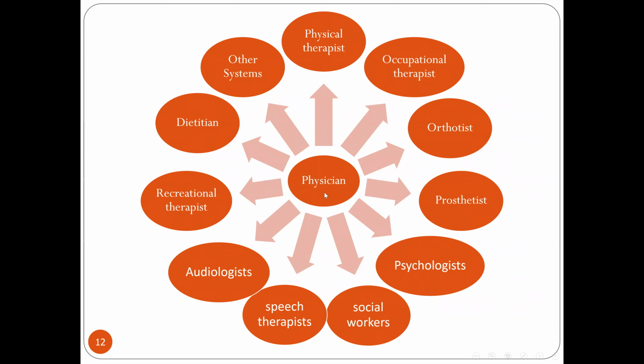What are the components of the rehabilitation team? The first important component is the physician. The next one is the physical therapist. Third, the occupational therapist. Then the orthotist.